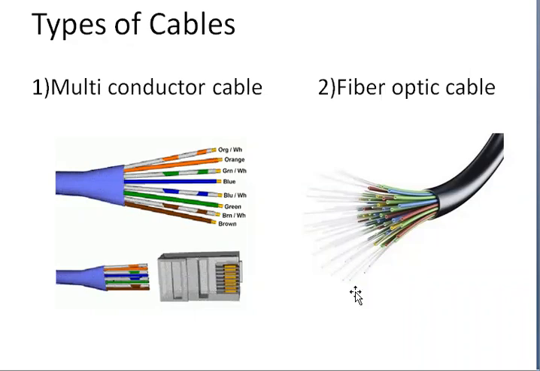So multi-conductor cable is nothing but a cable that consists of two or more conductors which are insulated from each other. These are widely used in computers, communication systems, and sound transmission systems. So you can see this cable. This cable can be used in computers, multi-transmission systems, etc.